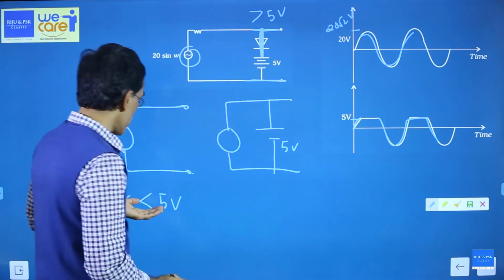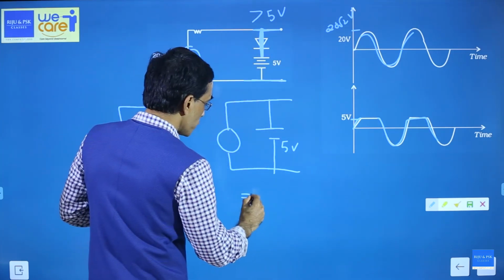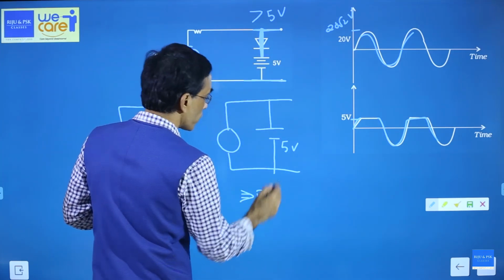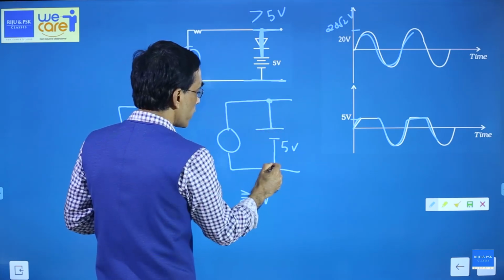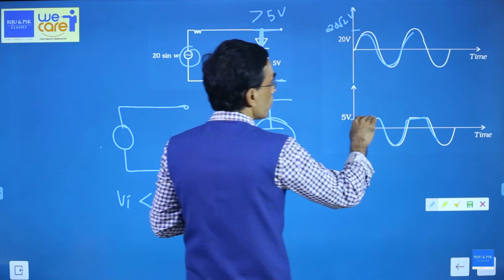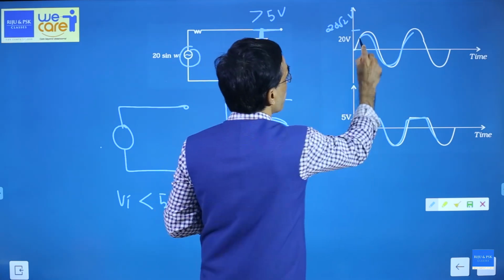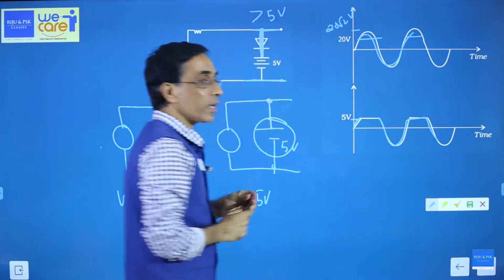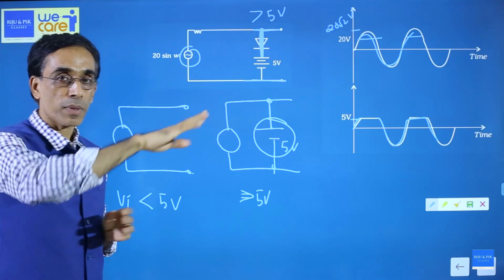But what about when it's greater? When it is greater than or equal to 5 volt, what will happen? Then the diode will conduct and the output voltage will be exactly 5 volt. So it cannot increase more than 5. So the upper part is removed. It's called a clipping circuit. It clips the upper part.